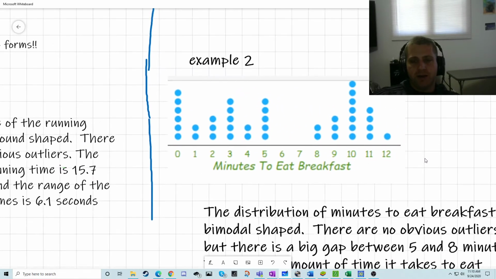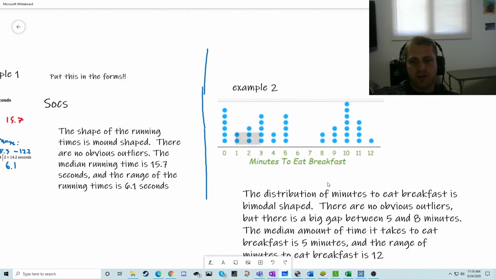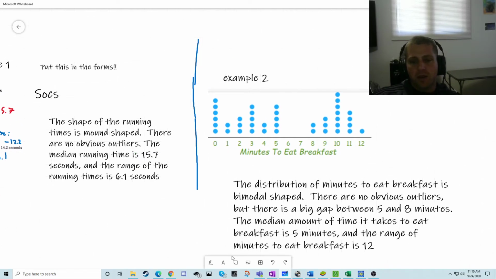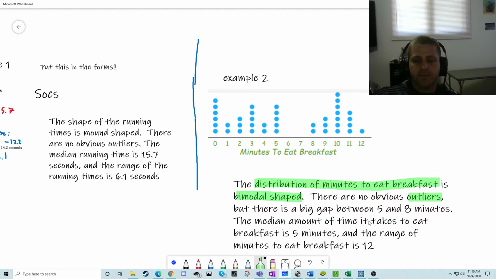Here's a dot plot. I also did the cross-off method here and found the median to be 5. And I did range, 12 minus 0, to get the range. I'm going to point out a couple of things as I talk about this as well. The distribution of minutes to eat breakfast is bimodal shaped. Context. Talked about shape. Great. There are no obvious outliers. Check. But there is a big gap between 5 and 8 minutes.